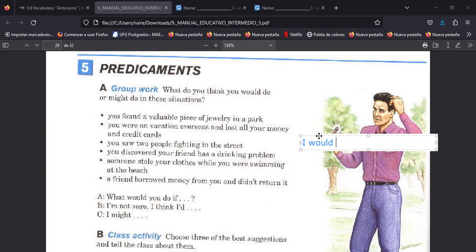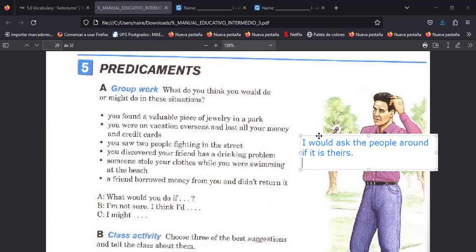Jenny, Robert, you found a valuable piece of jewelry in a park. For example, I would maybe ask the people around. Or maybe I don't tell anyone. Okay, could be. Okay. Robert, what would you do?